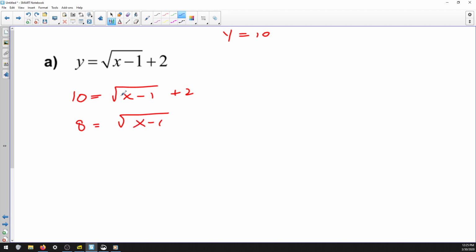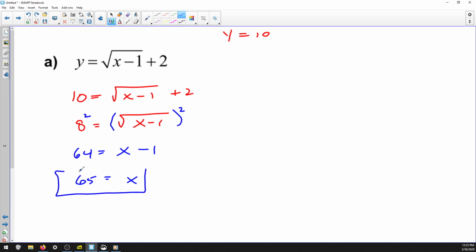Now that the radical is by itself and there's nothing else floating around on the outside, I can square it, which means I'm going to square the other side as well, and that's going to be 64. Then squared and square root cancel, so that's just x minus 1. Add the 1 to the other side, and I found out what x is. It says solve when y is equal to 10. Well, there it is, 65.